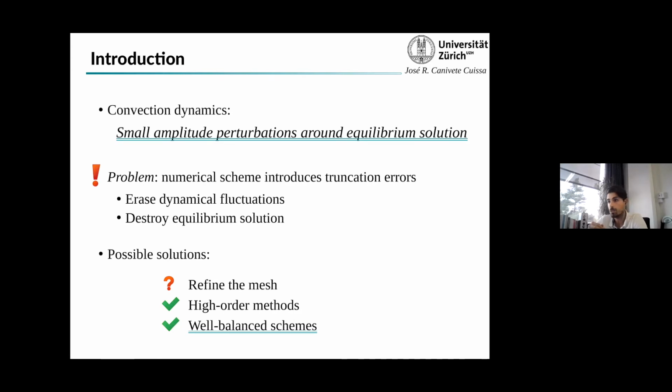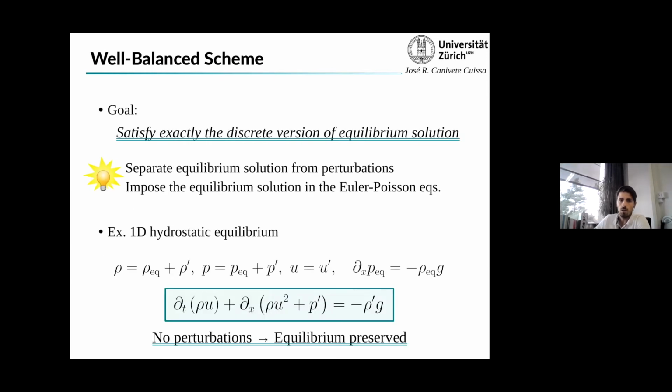You have high order methods, and the approach that we chose to use here is to use well-balanced schemes. So the goal of well-balanced schemes is essentially to impose implicitly in your numerical scheme a discrete version of the equilibrium solution that you want to preserve exactly. And the idea is to separate your variables into an equilibrium contribution and some perturbations around this equilibrium, and then impose directly in your numerical scheme the equilibrium solution of your system of equations.